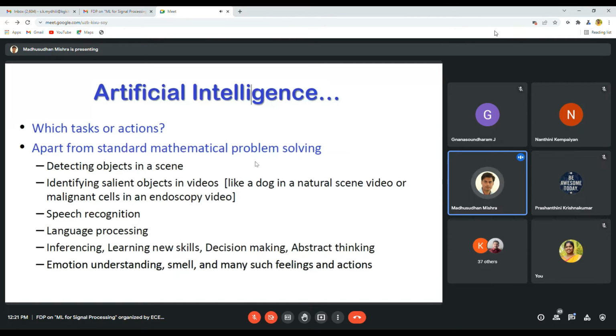So the main aim is to mimic human sense, and decide which task or which action it should perform. Apart from standard mathematical problem solving, artificial intelligence and machine learning can also be used in various domains like detecting objects in a scene, identifying salient objects in videos like a dog in a natural scene or a video, speech recognition, language processing, inferring or learning new skills, decision making, abstract thinking, emotion understanding, smell detection, and many such feelings and actions can be handled using artificial intelligence.